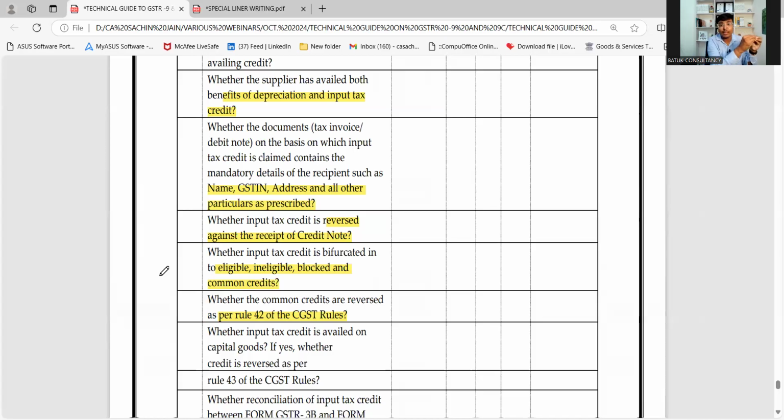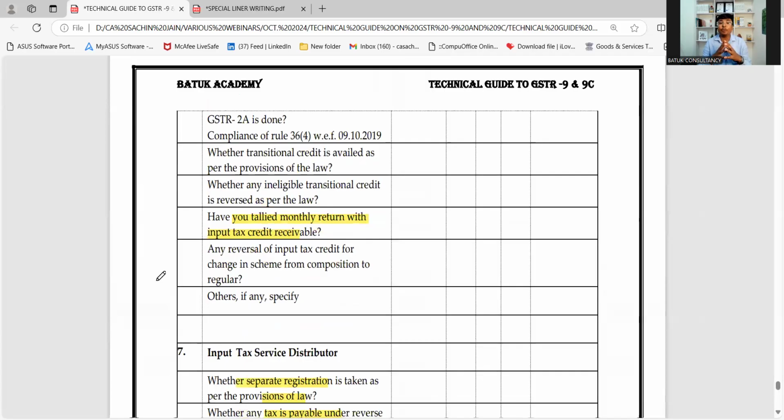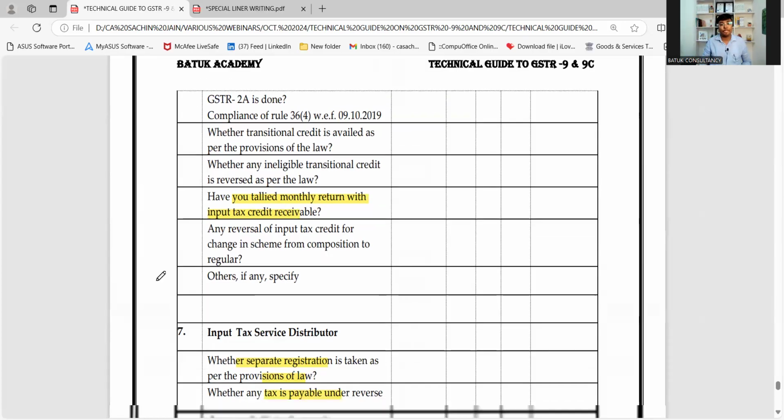Whether Rule 37 and Rule 39 in case of input service distributor have been followed or not, whether the input tax credit proper reconciliation has been done or not. All these types of things we just need to confirm. I am trying to cover many points very briefly in this course, so that when you file the GSTR-9 and 9C returns, you can focus on these specific points, these specific types of things, so that your filing of GSTR-9 and 9C will be in a very perfect and very efficient way.